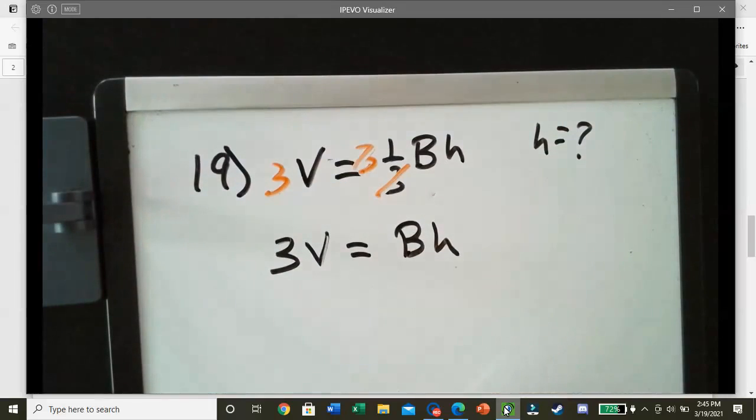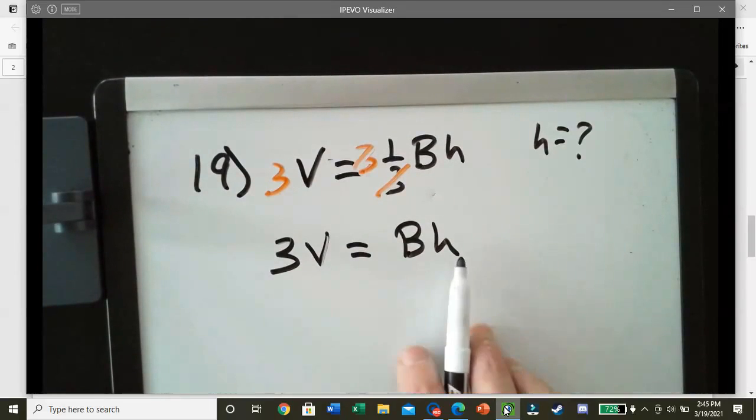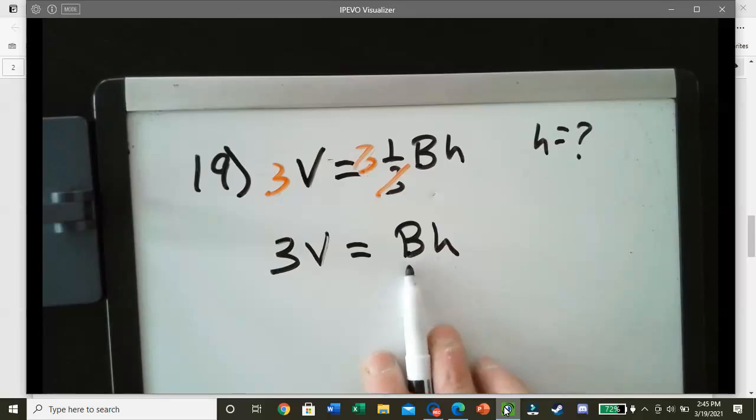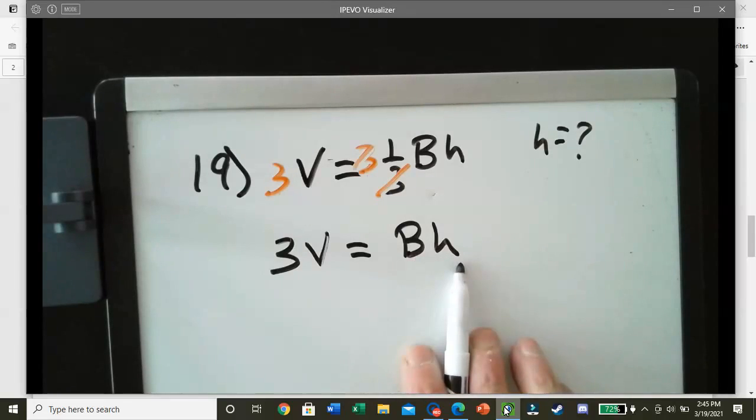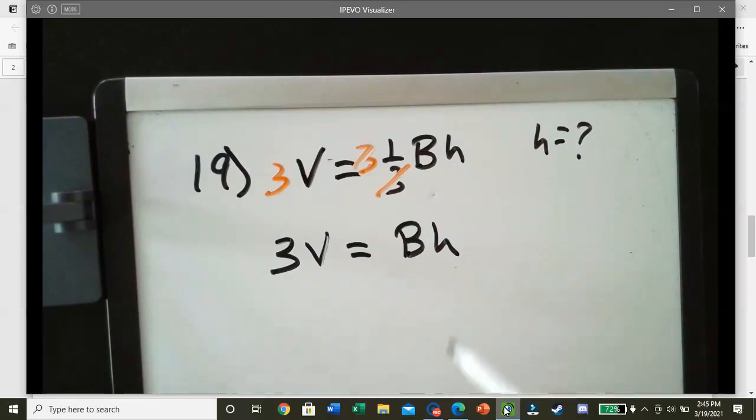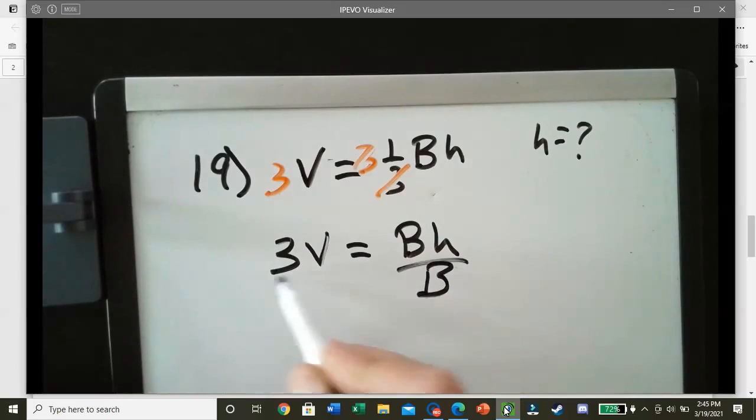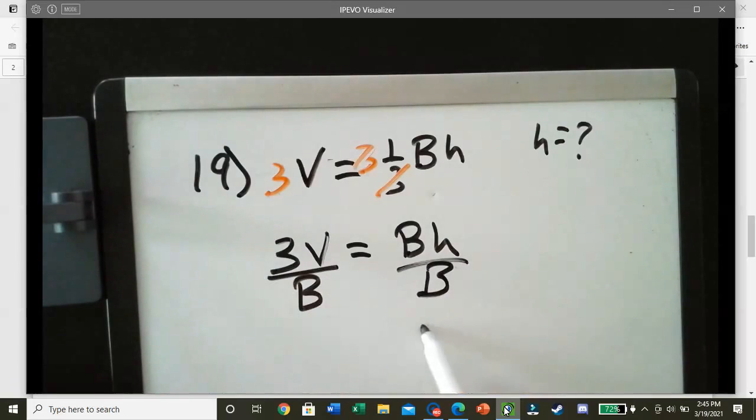What are we solving for? H. You want to keep asking yourself that. So what operation is there between B and H? Adding, subtracting, multiplying, or dividing? It's multiplying, so you have to divide by B. So that's H equals 3V over B.